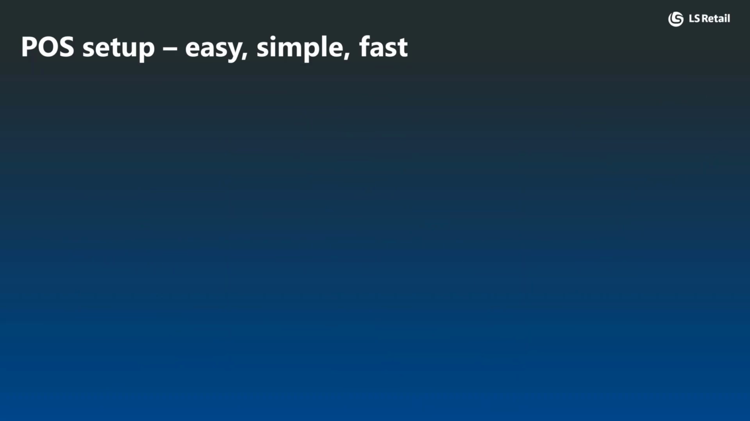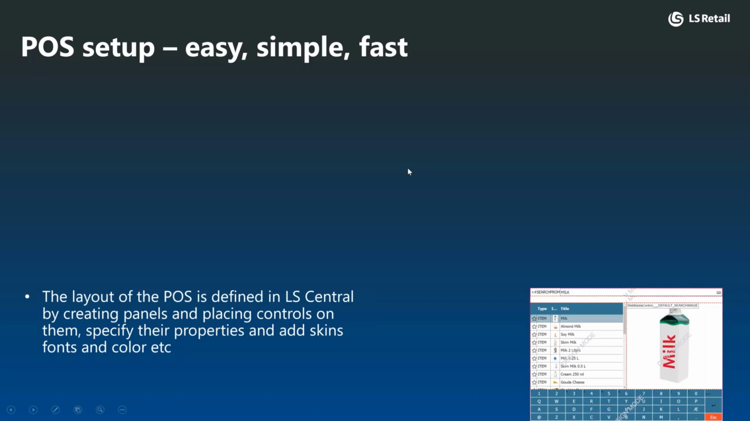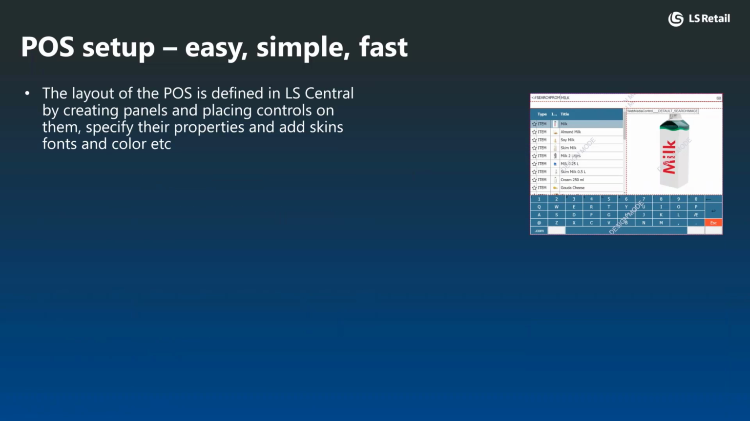Now the POS setup is easy, simple, and fast. The layout of the POS is defined in LS Central by creating panels and placing controls on them, specifying their properties, and then adding skin, fonts, color, etc. The configuration is then stored in the LS Central database, so it's very easy to define and maintain the layout centrally.